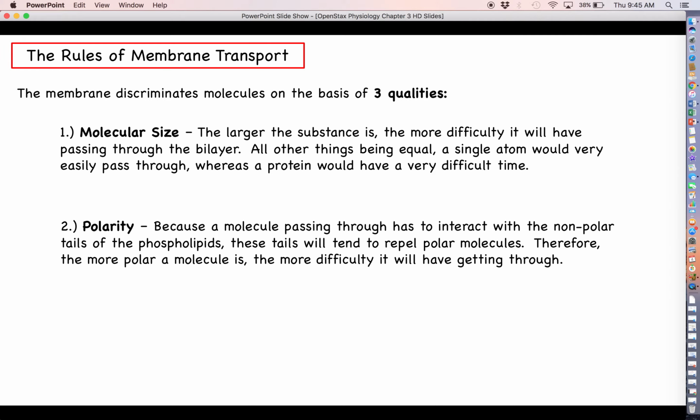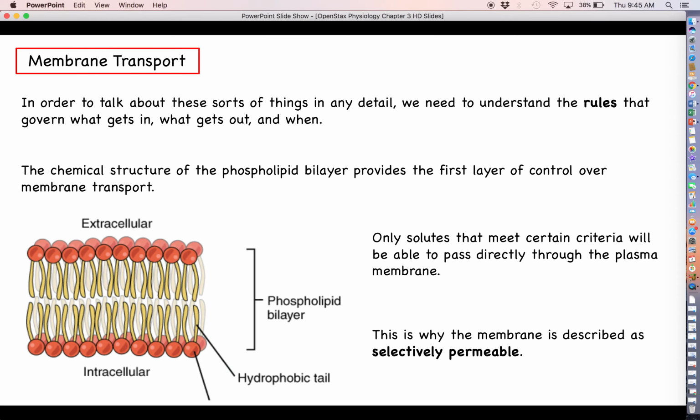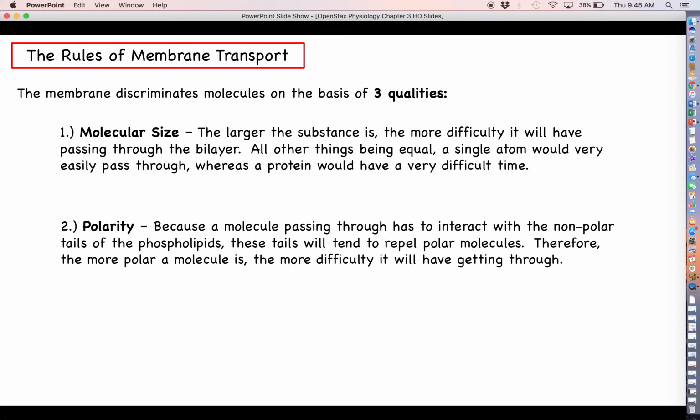So the issue here is, when we're considering the polarity of the molecule that's trying to pass through, we have to consider what that molecule would have to do in trying to pass directly through. The main issue is that hydrophobic core. Any molecule that is going to pass from, say, the extracellular fluid through the hydrophobic core and into the intracellular fluid is going to have to spend a lot of time interacting with those hydrophobic fatty acid tails. Therefore, those fatty acid tails are going to have a tendency to repel or exclude polar molecules.